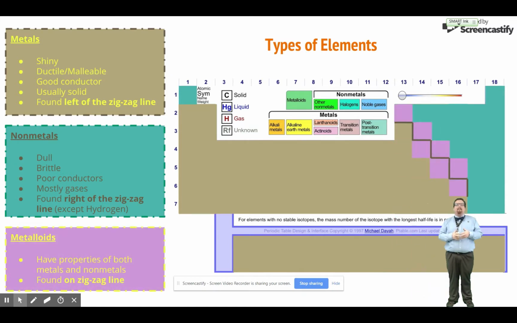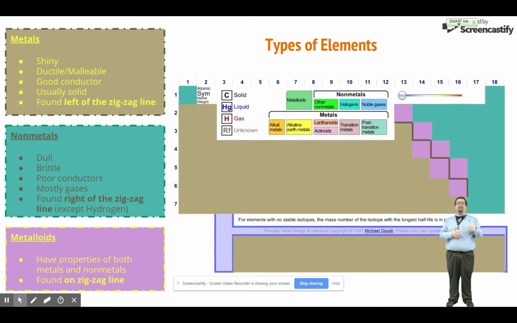Lastly, we have our odd little group of metalloids. These have properties of both metals and nonmetals. For instance, silicon is a metalloid that is shiny, but it's also very brittle. These are found on the zigzag line. You might notice there's a lot more brown than there is blue or pink on this periodic table. The metals make up a little bit over 80% of all of the elements that we know of.